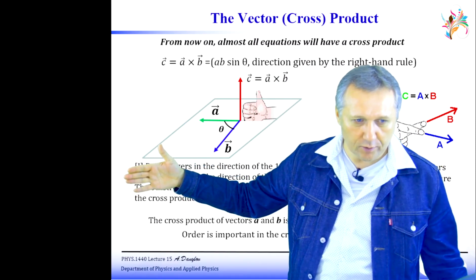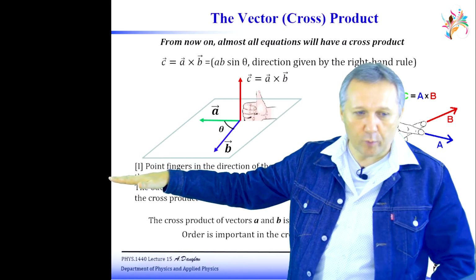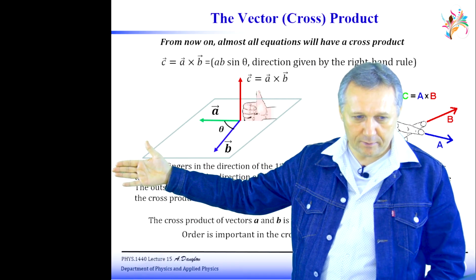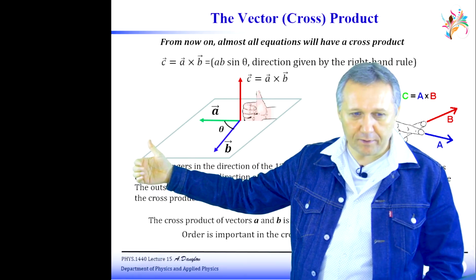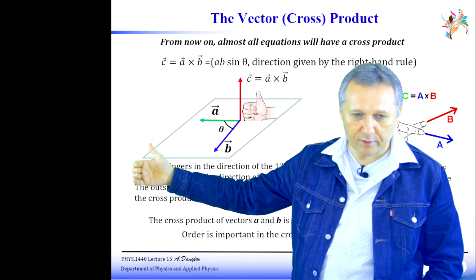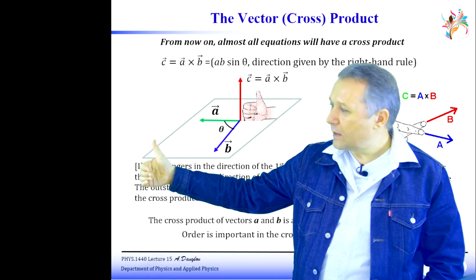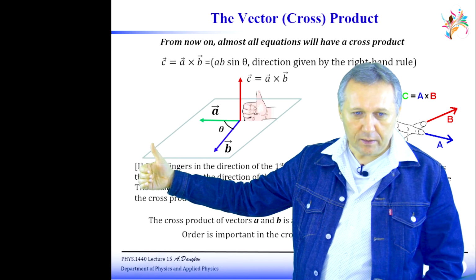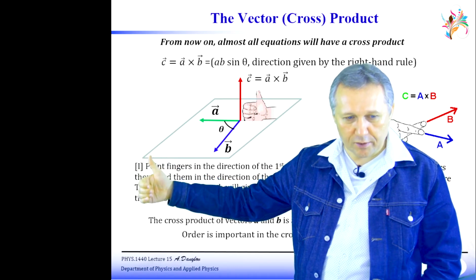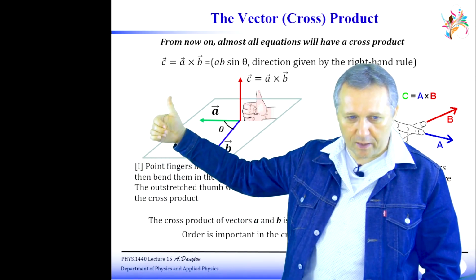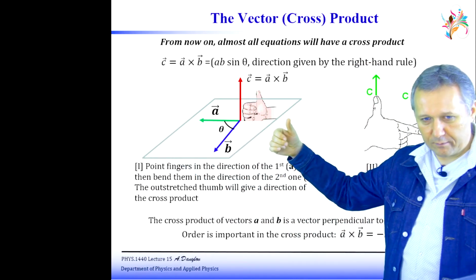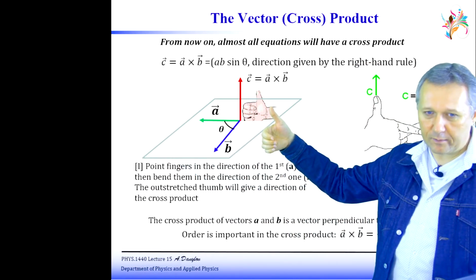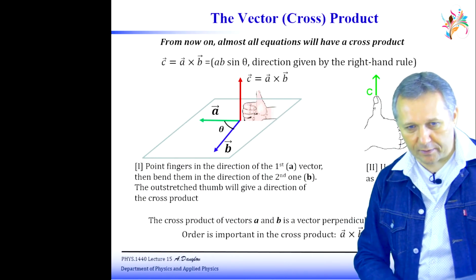That's not natural. So there is only one option. I have to orient my hand like this, and in this position, I can bend my fingers towards you in the direction of the second vector B. Then my outstretched thumb gives me the correct direction for the cross product. In this case, it's up. And that's what you see in this picture, my hand and that hand. So that's how you apply this right-hand rule.